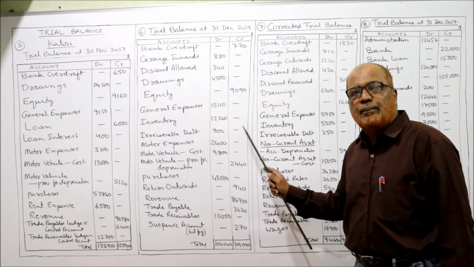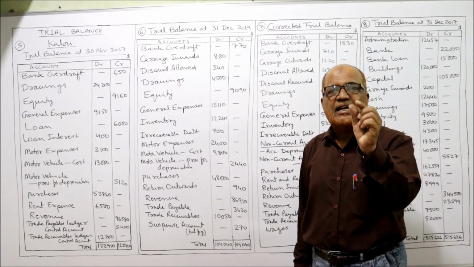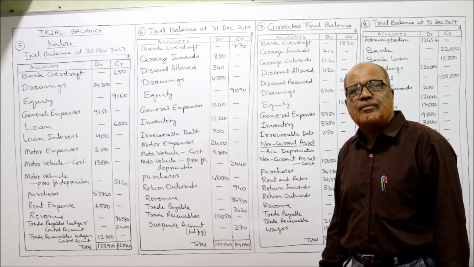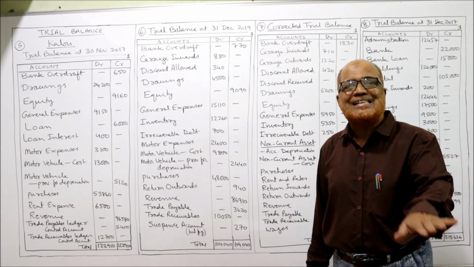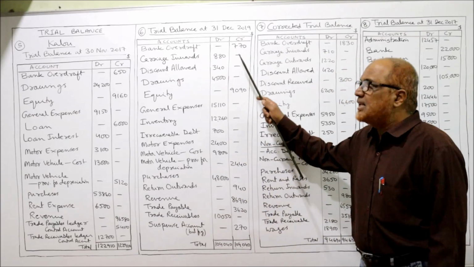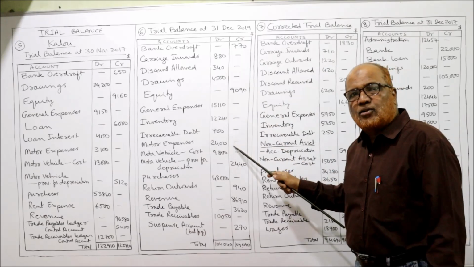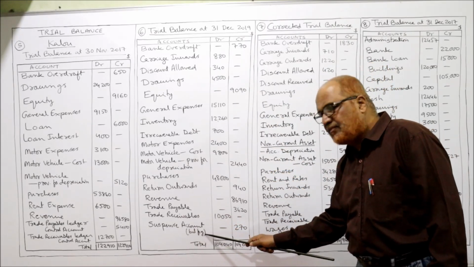The difference between debit and credit column is 270. 270 is the difference between the total of debit column and the total of the credit column. That 270 will be taken on that side where the total is less. The total is less in credit column. So credit column I am taking 270, suspense account balancing figure.